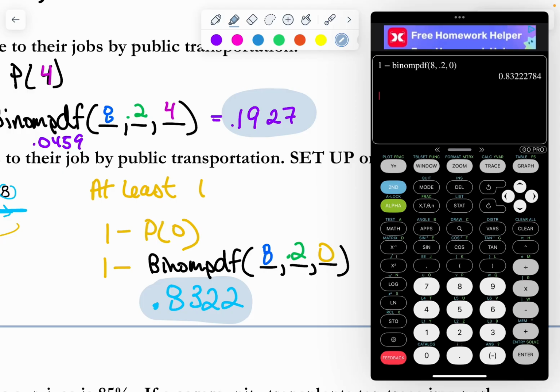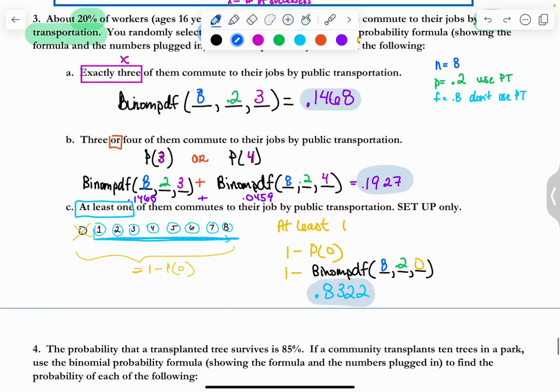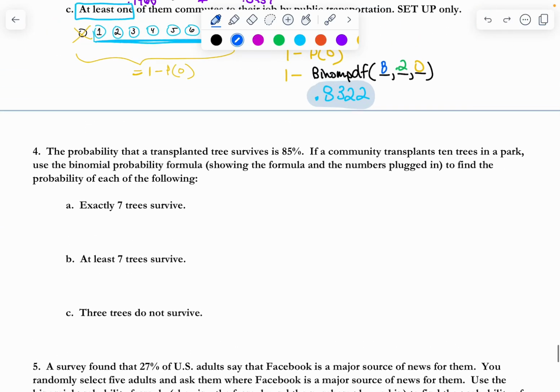So this at least phrase is the trickiest one, but once you think about it, it's actually not too bad. If you see the phrase at least, you're going to do 1 minus the probability of 1 fewer. So if it's at least 1, it's 1 minus the probability of 0. If it was at least 4, then it would be 1 minus the probability of 3, right? It's just 1 minus 1 fewer. All right, so those are the different scenarios we're going to see with binomial probability. Let's practice it again with a different scenario.